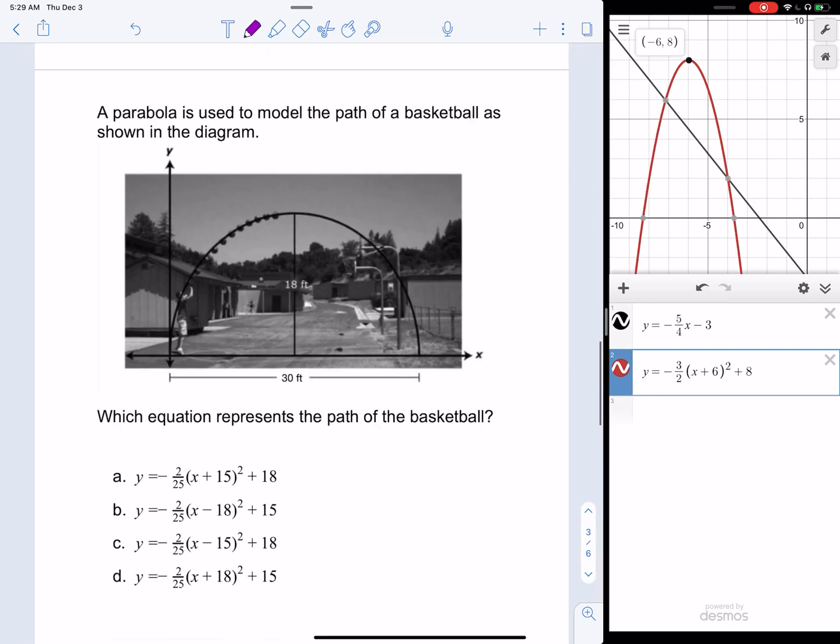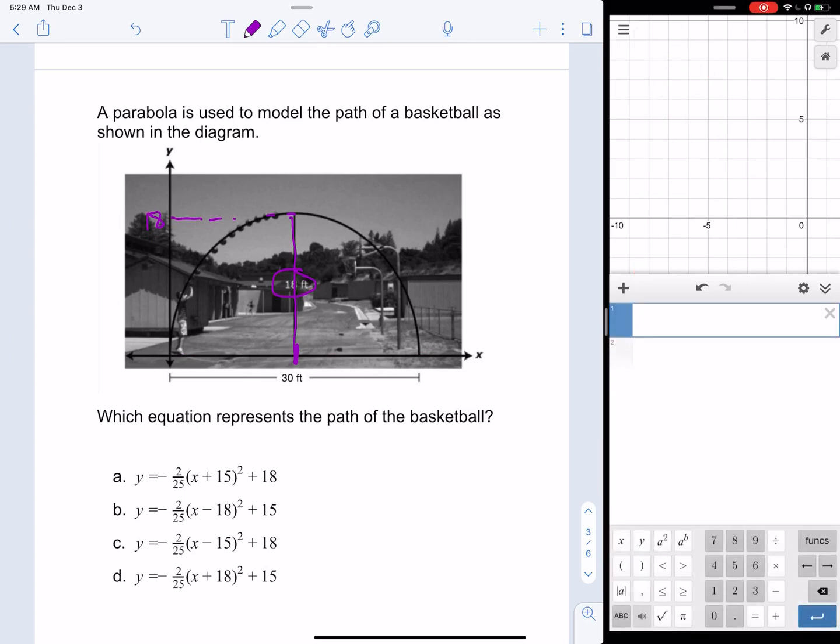Alright. This next one's a little bit more difficult because we've never seen anything similar to it. Okay? So which equation represents the path of the basketball? So we know our highest y value is 18. And I want my x value right here in the middle. So I know this whole thing is 30. So if I divide 30 by 2, what does that give me? Very good, it gives me 15. So this middle point right here is 15. So my vertex up here is what? Very good, 15, 18.